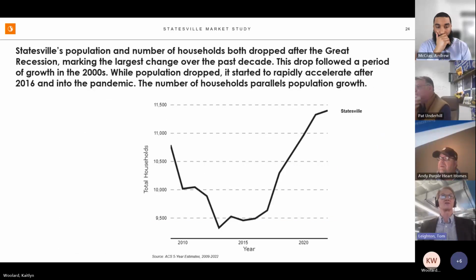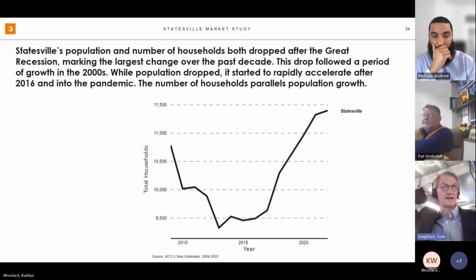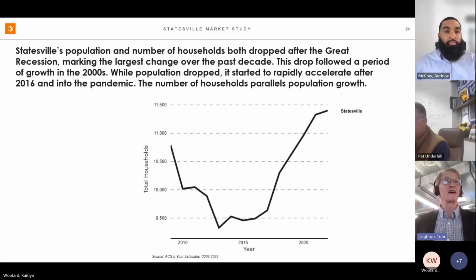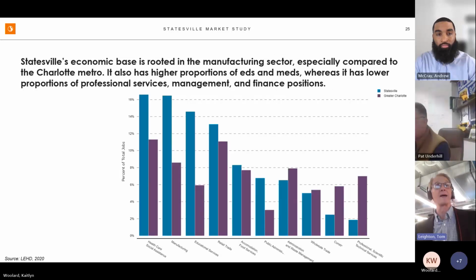But when we look at Statesville specifically, now this is a chart of the number of households, we see that starting in 2010, there was a big decline in households, and that says to me that maybe you lost a lot of homes in the foreclosure crisis that might have hit Statesville pretty hard. But you can see that turned around in the middle of the decade, and actually there are more households in Statesville now than there were at the beginning of the Great Recession. Next slide. So you're on a growth trajectory at this point in time.